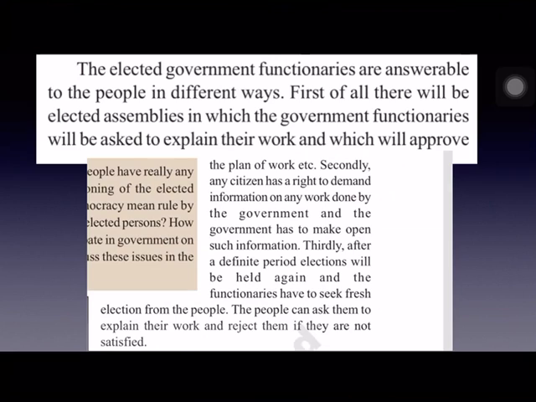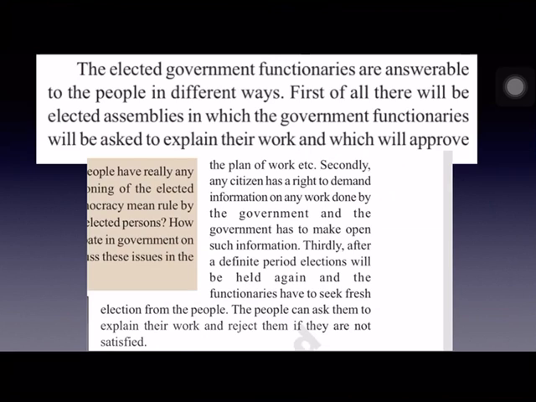Thirdly, in democracy, elections are held at regular intervals. In India, elections are held once in every 5 years, and in these elections people elect their representatives, who rule the country on behalf of the people. If in these 5 years the people are not satisfied with the functioning of the government, with the welfare programs implemented by the government, then the people have the right to reject this government in the next elections.